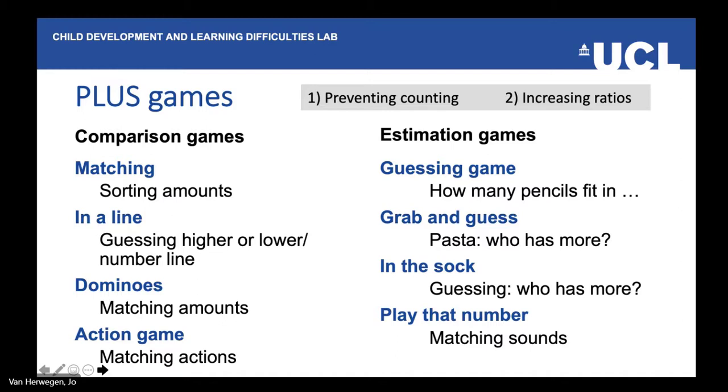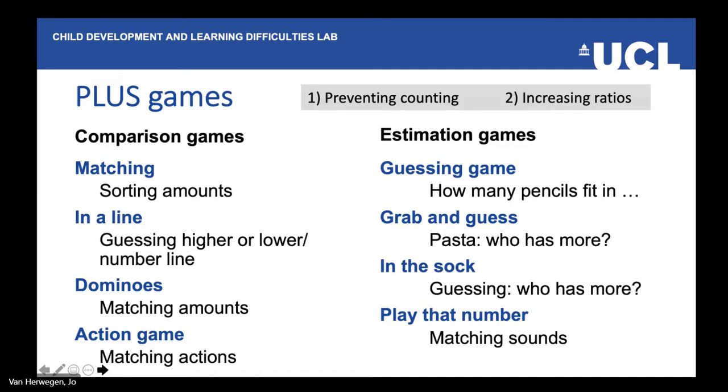So the plus games are to develop estimation, to help develop the non-symbolic core system of mathematical development. In these games, there are some comparison games and some estimation games, but they are based upon two core principles. One is that we want to prevent the child from counting. And so we do this often by presenting stimuli, or what we want the child to do, only very briefly, or by making children compete either with each other or with an adult. And the other thing is about improving these ratios.